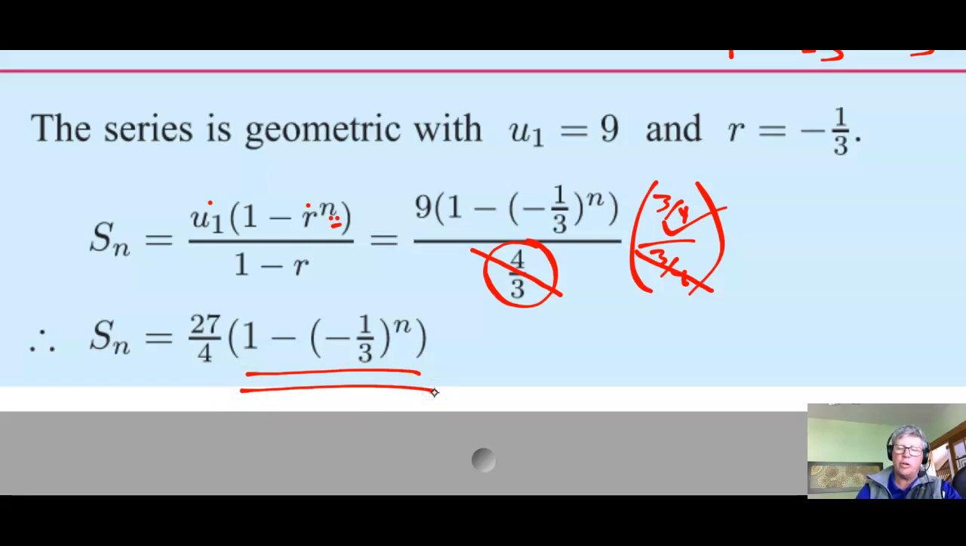You can't distribute that negative until you've taken it to the power. The power goes first, and then we subtract our final answer. So leave it.